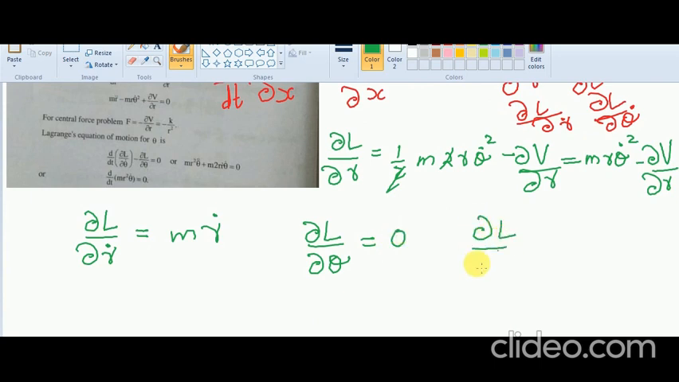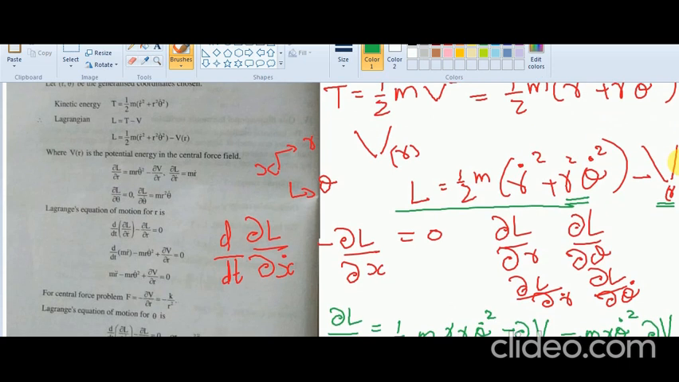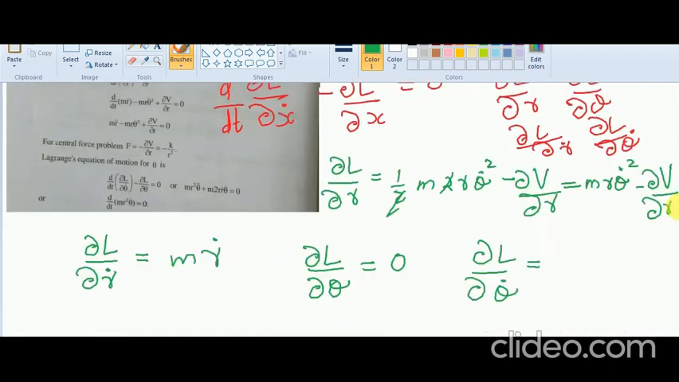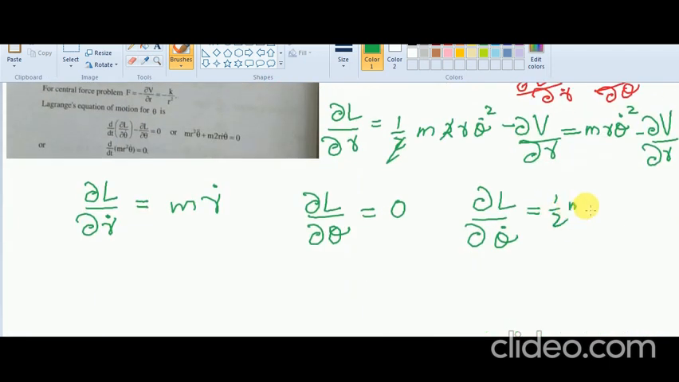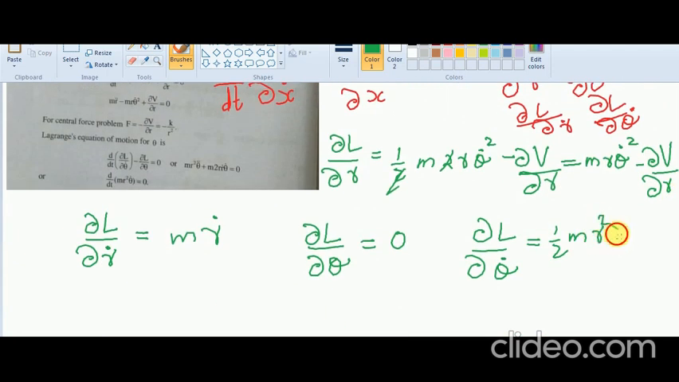Next, you have to differentiate dou L by dou theta dot. Theta dot is included in the second term only. So you differentiate half m r square theta dot square. d by d theta dot of theta dot square becomes 2 theta dot. So this will be half m, then r square, 2 theta dot. This 2 cancels. So this will give m r square theta dot.